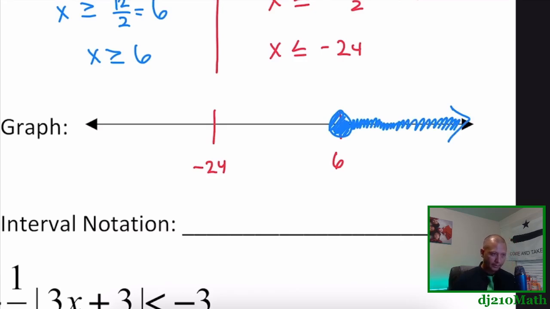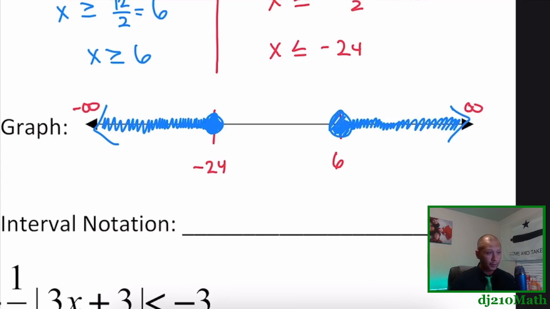Okay, x is less than or equal to negative 24. So again, closed circle because it's or equals. And then we shade less than, so smaller than to the left. All right, understand that to the left is negative infinity. To the right is positive infinity.